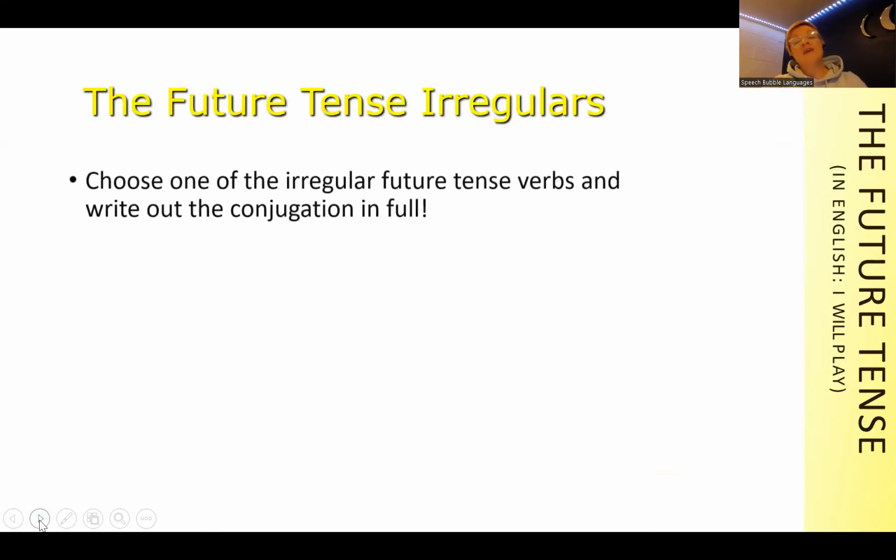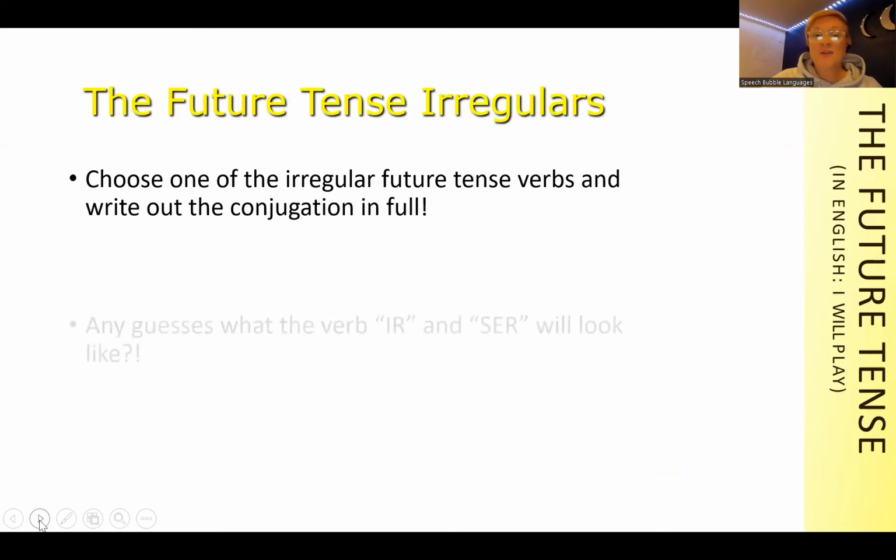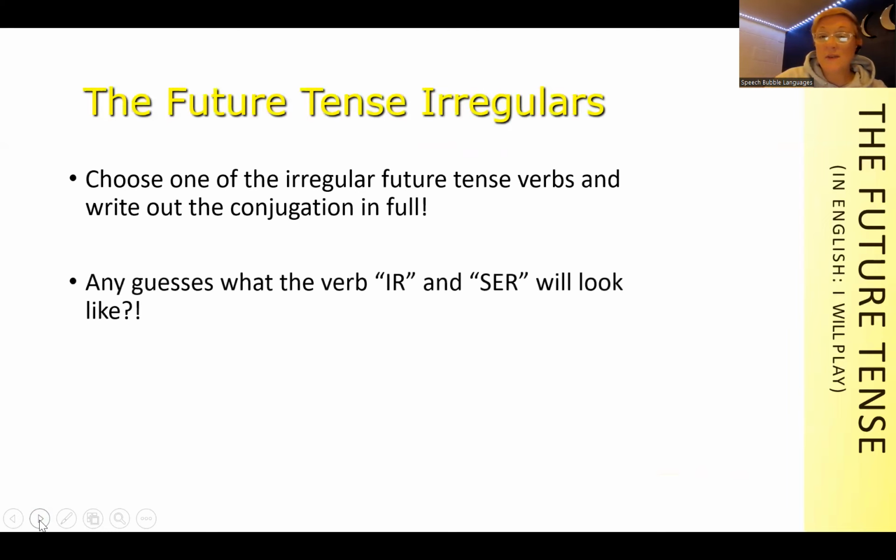Why not get a bit of extra help and practice here? Choose one or two of the irregular future tense verbs and write out the conjugations in full. Can you make a guess as to what ir or ser might look like? Yep, unusually for them, ir and ser are going to take the same endings as regulars. Ir and ser are completely regular in the future tense. I will go, iré. I will be, seré.